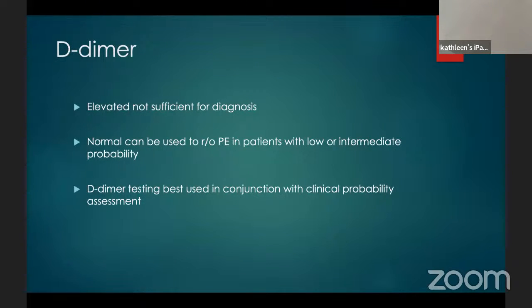So again, to emphasize, a D-dimer elevation is not sufficient for diagnosis. A normal D-dimer can be used to rule out PE in patients with low probability. Some people say lower intermediate, many say just low probability. And the D-dimer test is best used in conjunction with clinical probability assessment.